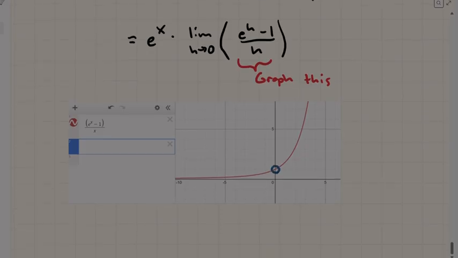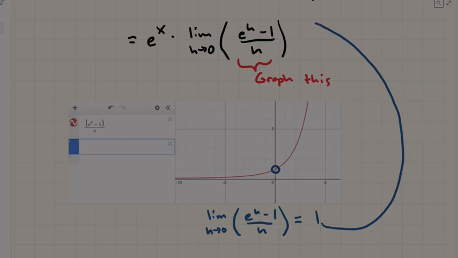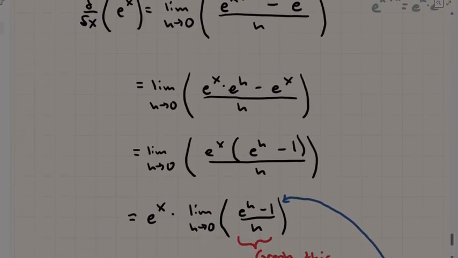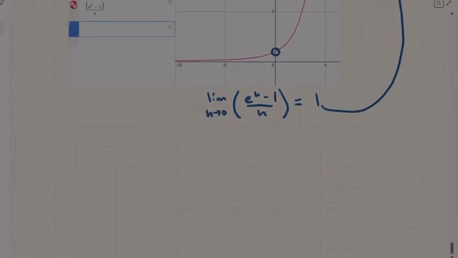Looking right here, right? And so what this tells us is that the limit as h approaches 0 of (e^h - 1)/h, as h approaches 0, the value is approaching 1. And so we can just substitute that in for this whole limit expression. So then the derivative of e^x just becomes e^x times 1.